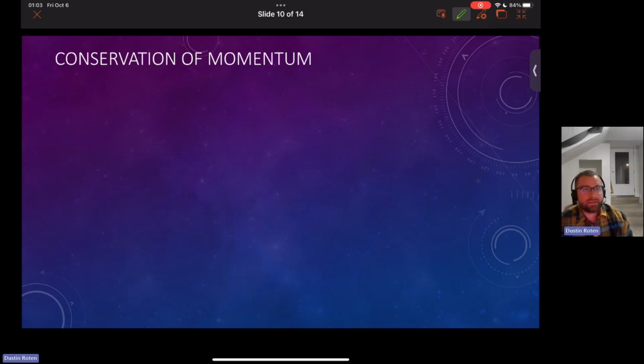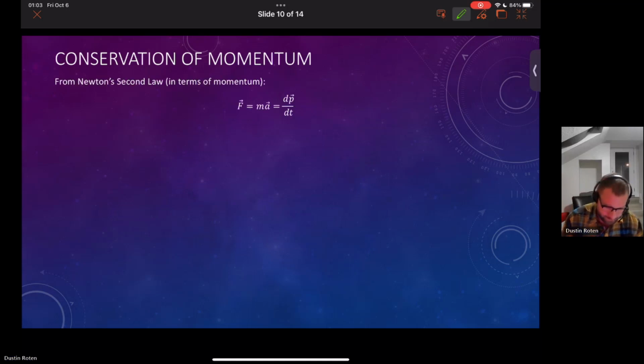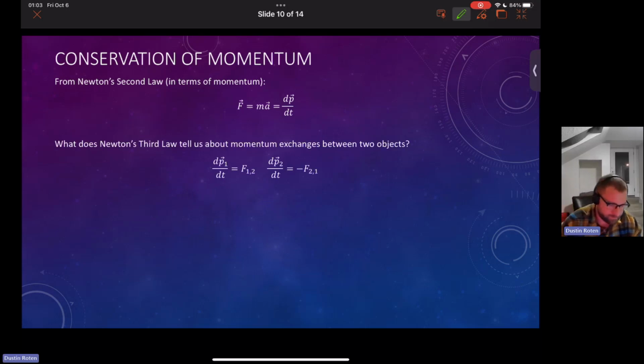Okay, let's talk quickly about the conservation of momentum. This is actually really cool. One of the most fundamental ideas of physics, but it gets mathy. Okay, so we know from Newton's second law, in terms of momentum, the force equals dp/dt. Done that, no big deal. So that's Newton's second law, but what if we apply momentum to Newton's third law?